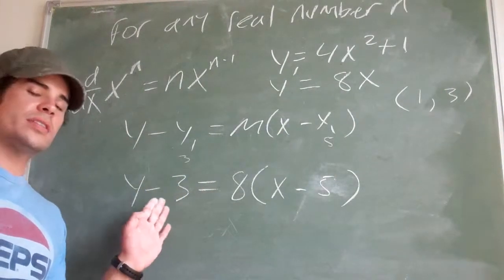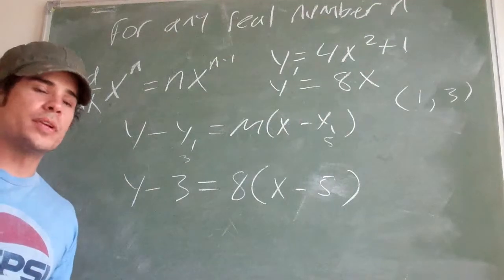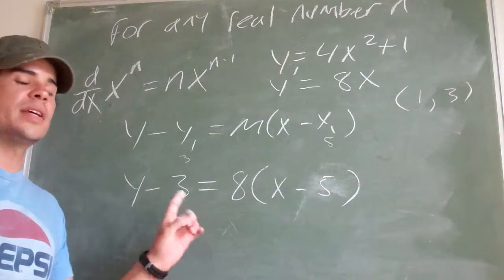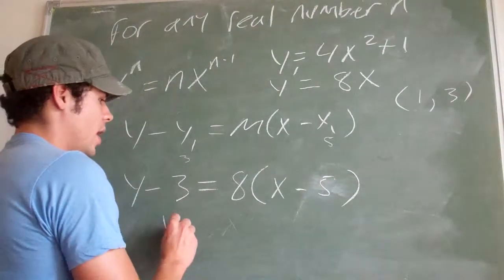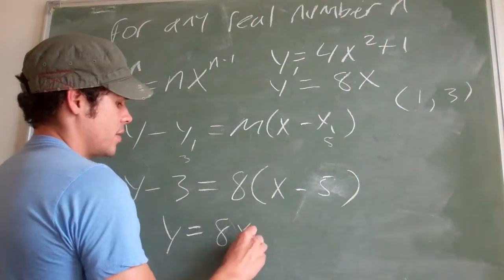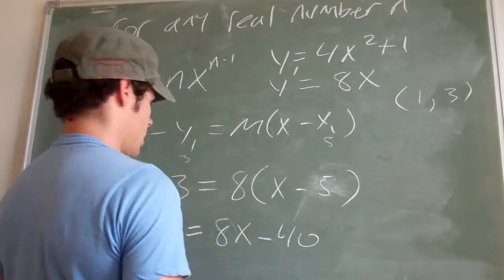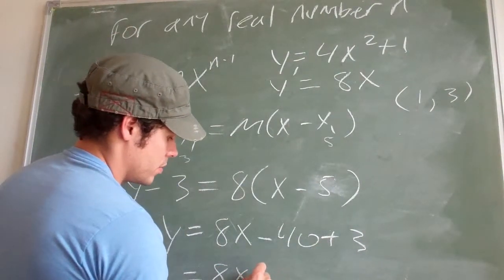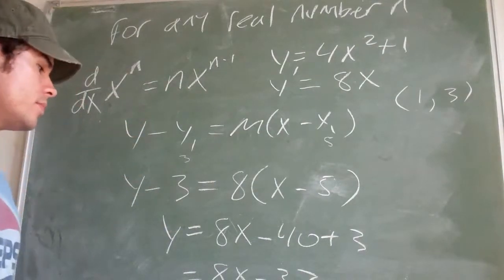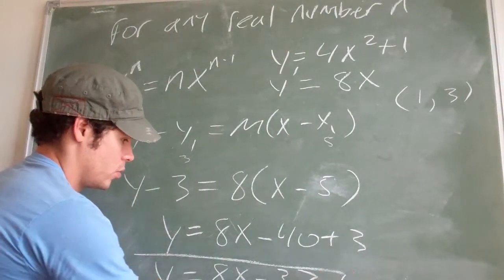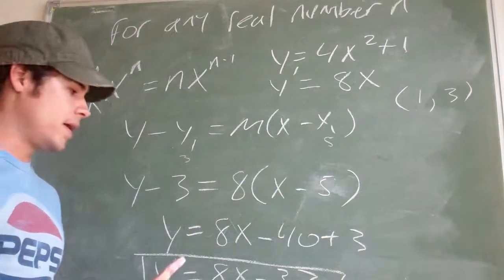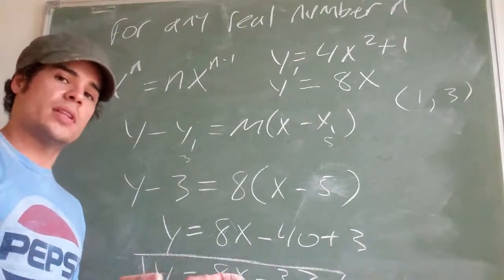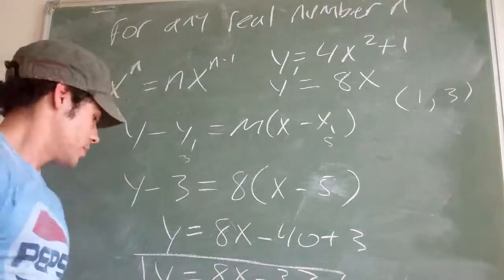So this is the equation of the tangent line. I'm going to put it in slope-intercept form. Most professors, or any professors that I've had, have wanted me to put it in slope-intercept form. So y is equal to 8x minus 40 plus 3, which is equal to 8x minus 37. And this right here would be the equation of the tangent line. So really all I need is an x value at any point on the line, and I'll have its slope.